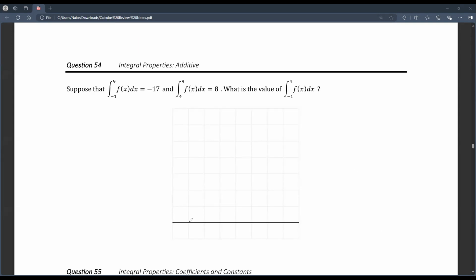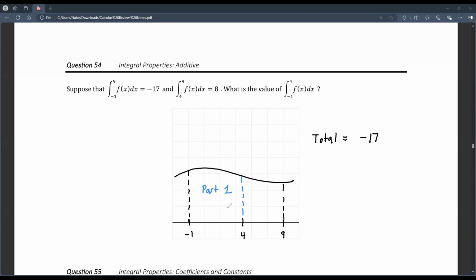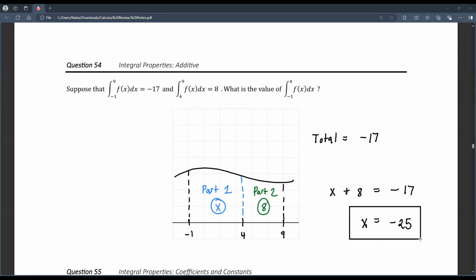Question 54 asks us to find a definite integral of function f. The bounds of this integral show that it is only part of a larger integrated region. According to the additive property of integrals, the parts must add up to the whole. As a result, x plus 8 must equal negative 17, making the answer negative 25.